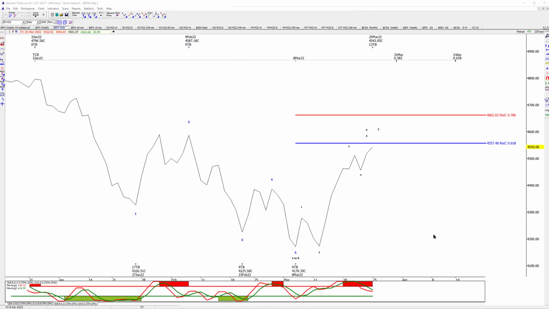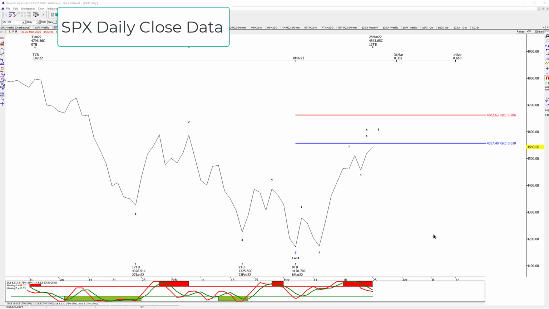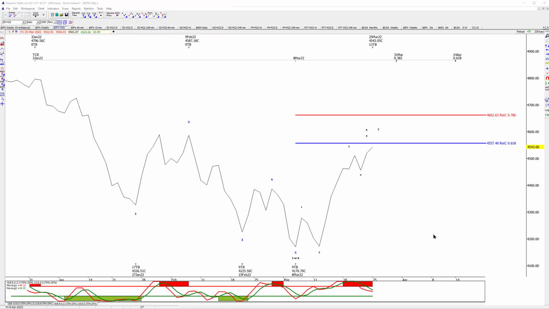So this is the daily data, and it's also close-only data. The weekly data was close-only data also. Close-only data really helps to eliminate some of the volatility, some of those news days that become very volatile. They make new highs and lows, but then they end up closing about where they were before the day began.